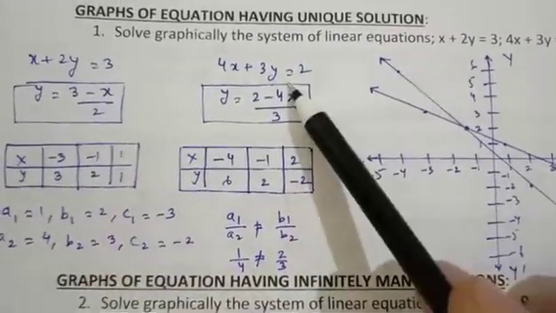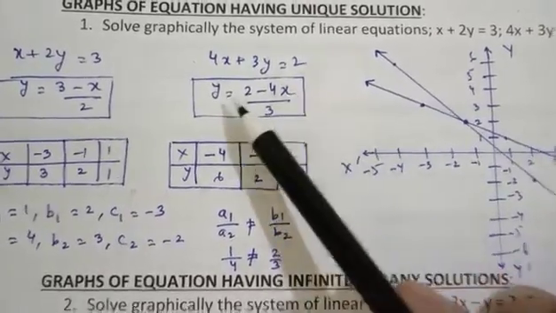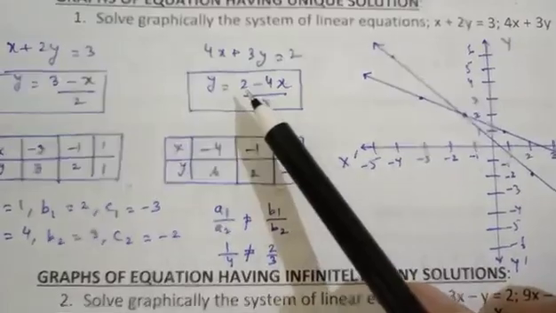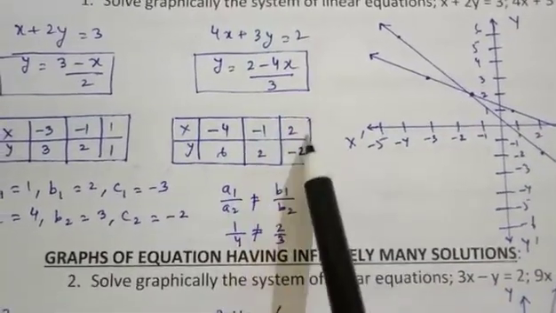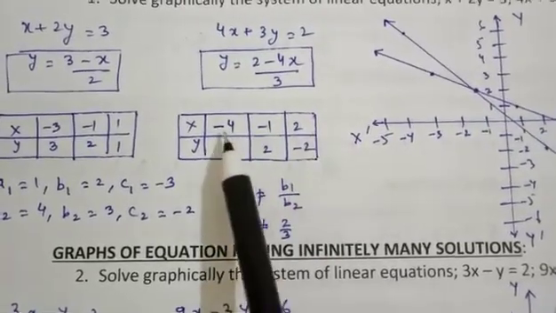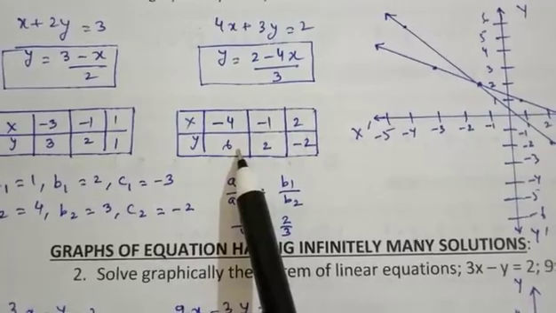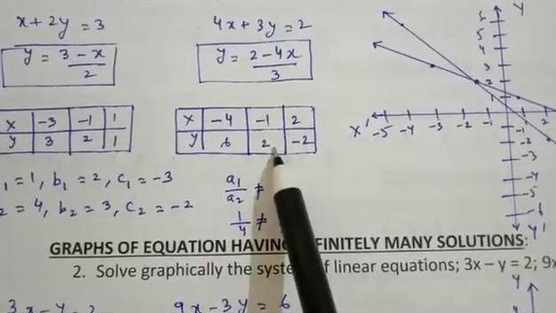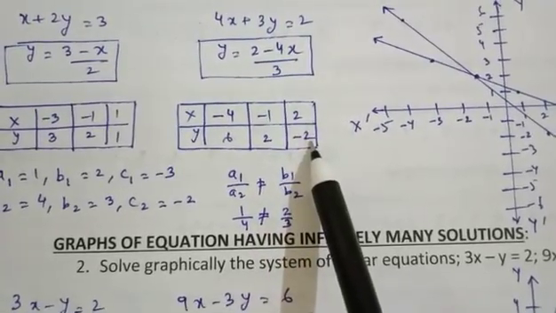In the same way, the second equation was 4x plus 3y equal to 2. If I make y the subject, it gives me y equal to (2 minus 4x) by 3. Again, we are going to make the table of the second equation. If I put the value of x as minus 4, y is coming to be 6. X as minus 1, then y is 2. And x as 2, then y will be minus 2.